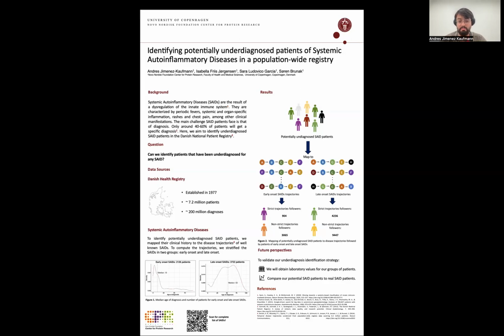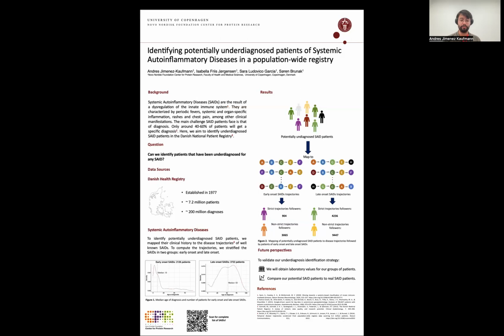So the aim of this project is to identify underdiagnosed patients in the Danish National Patient Registry. Very broadly, the question of this project is, can we identify patients that have been underdiagnosed for SAIDs? To do this, I'm using the Danish Health Registry. This registry has followed the health of the Danish population from 1977. It has tracked around 7.2 million patients, and it has recorded around 200 million diagnoses.